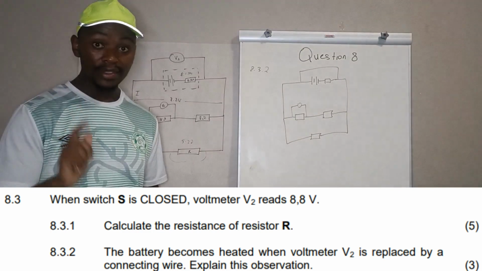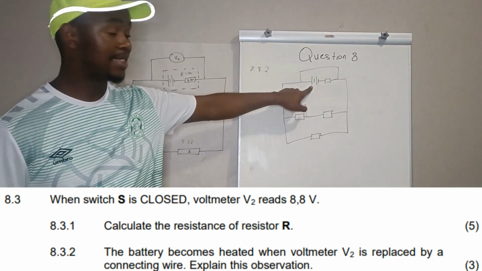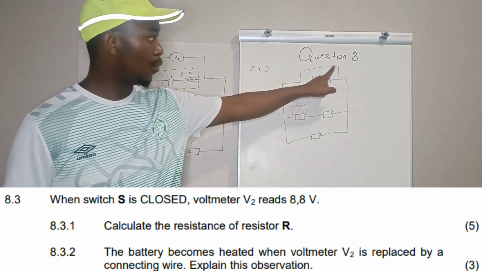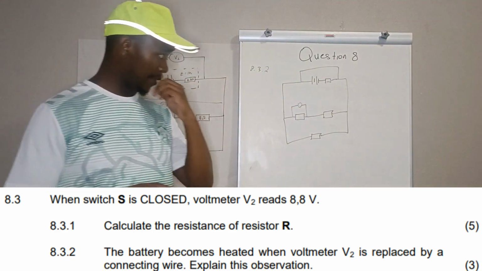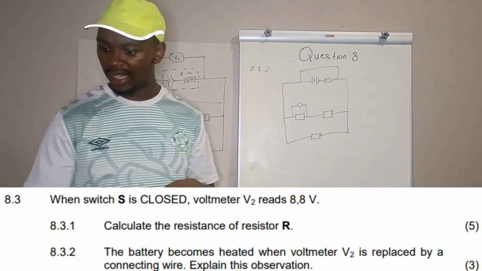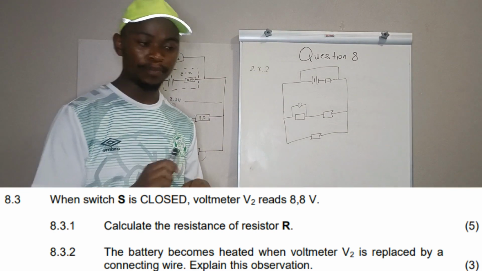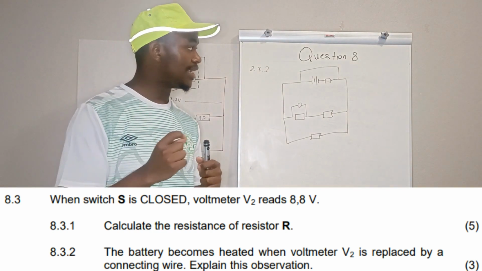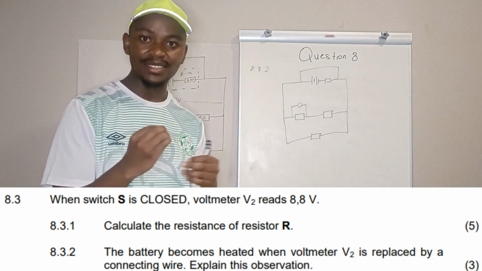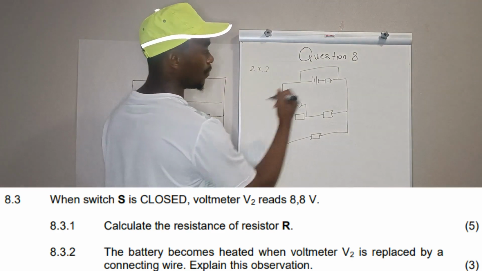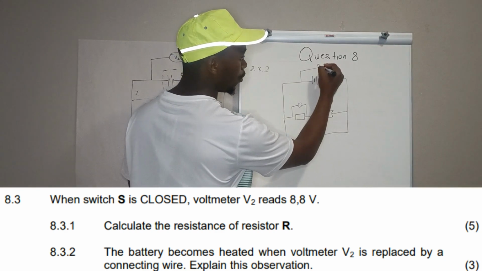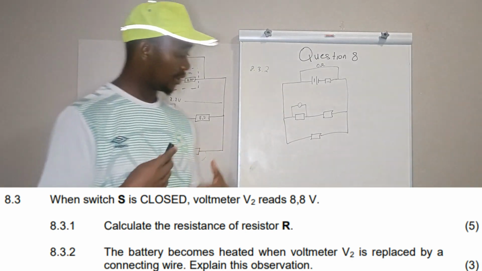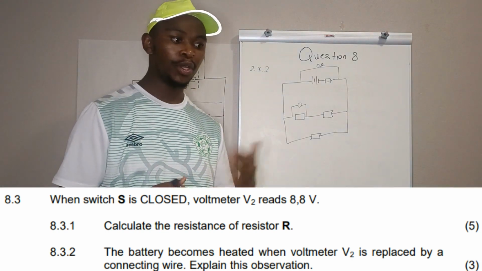Okay, they are saying that this battery is heating up when you remove the voltmeter and put in a wire there. When you just have a bare wire, they are saying that in the initial statement, remember that you must ignore the resistance of the wires. When you ignore something, it means that it has no resistance at all. Meaning that if you were to say there is a resistor here, it's a zero ohm resistor. Okay, now let's try and break this question apart.